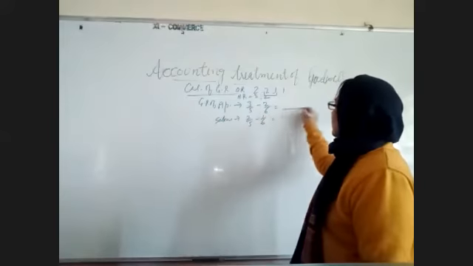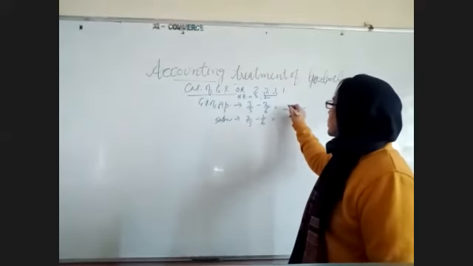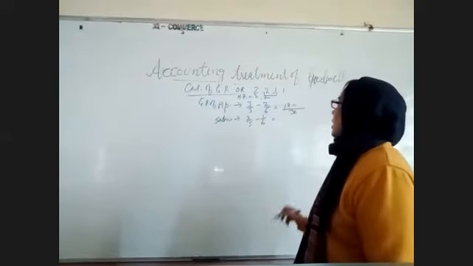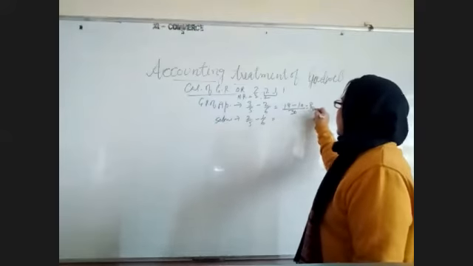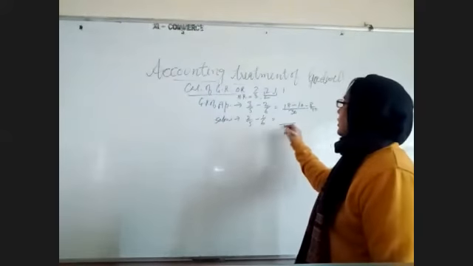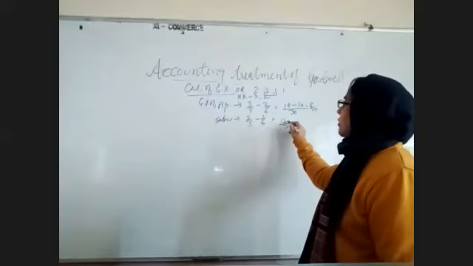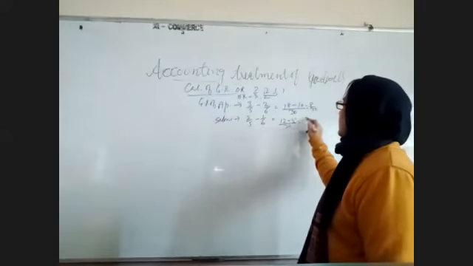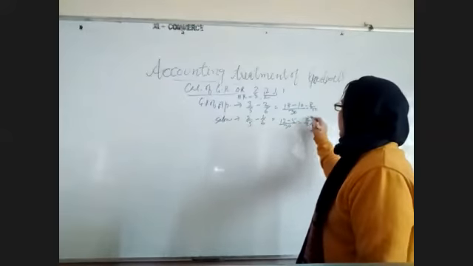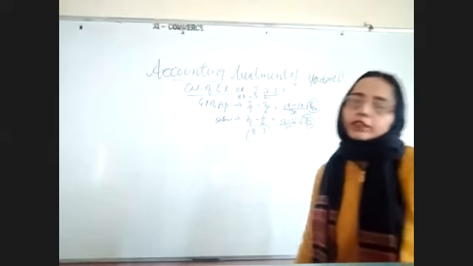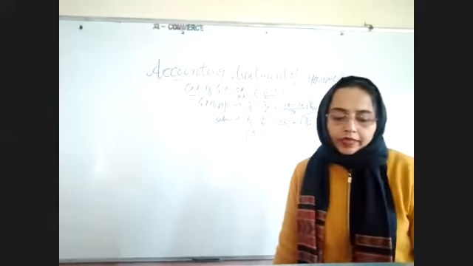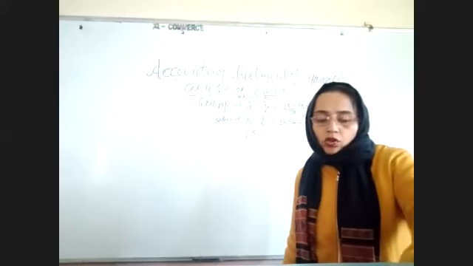It will be 30, 18 minus 10, 8/30, and 12 minus 5, 7/30. So 8:7. This is the gaining ratio. Okay, this is the gaining ratio.